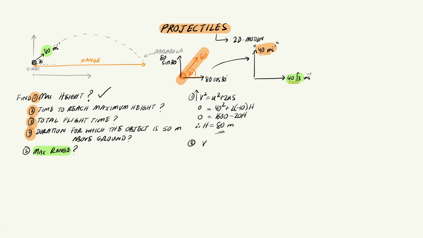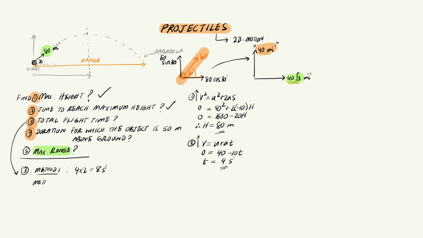Just like before, let's use v equals u plus at, applied vertically upward. 0 equals 40 minus 10t, and t equals 4 seconds. In this particular example, the motion is symmetric. The object starts on the ground and lands back on the same ground level. So we can use either method. Let's do both, just to keep our eye in. Method 1 using symmetry. 4 times 2 equals 8 seconds. Method 2, the better method.